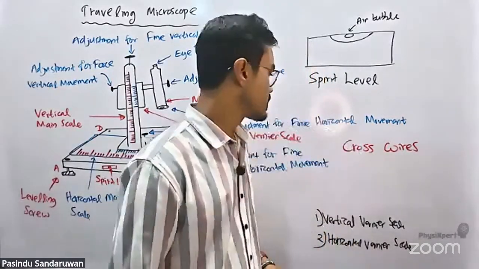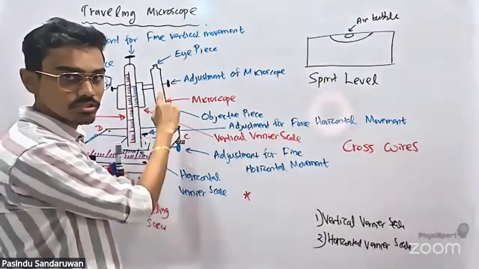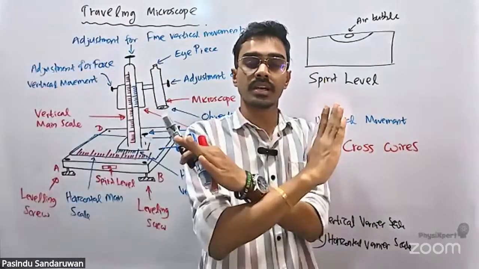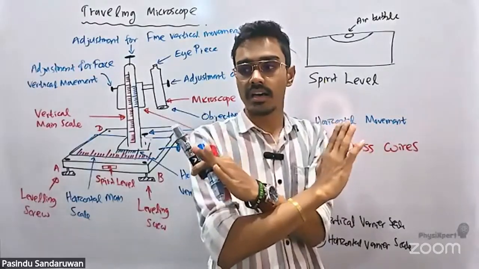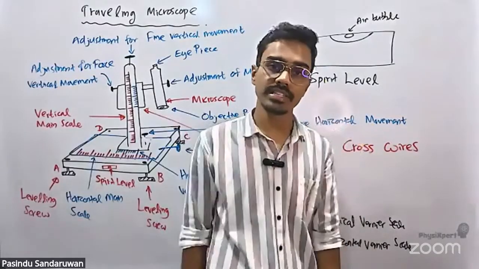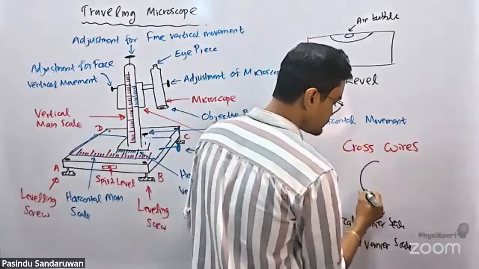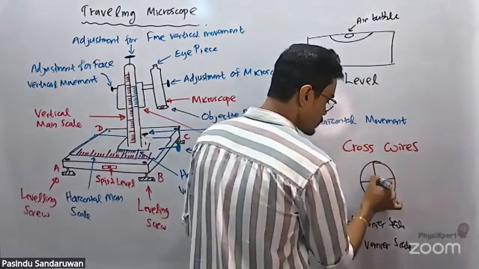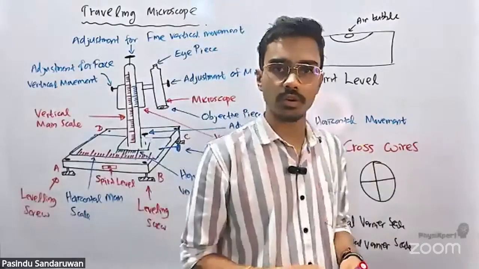Which means inside this microscope, in the middle of the microscope, two wires are inbuilt as they are perpendicular to each other. Right? Two wires are there like this. Therefore, when we look through the eyepiece, we will see crosswires like this.